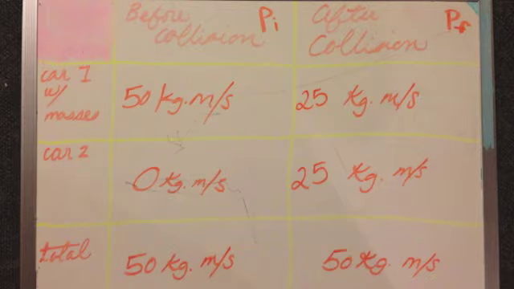After the collision, car 1 has a momentum of 25 kilograms meters per second. And car 2 also has a momentum of 25 kilograms meters per second. So the total system momentum is 50 kilograms meters per second. This shows how momentum is conserved in a system.